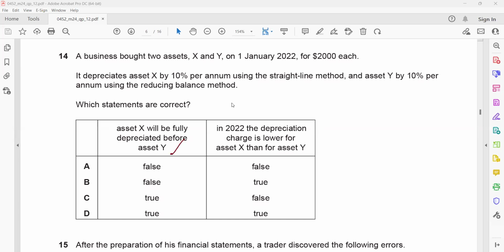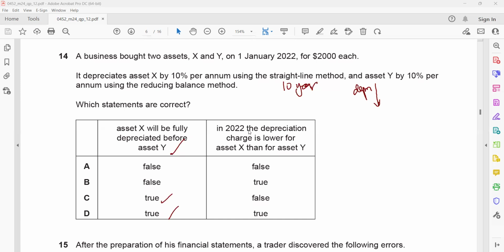This is correct because asset X will take 10 years to finish. But for asset Y, the value is getting smaller and smaller, so the depreciation amount is smaller, and it takes longer to depreciate. So this one should be correct.